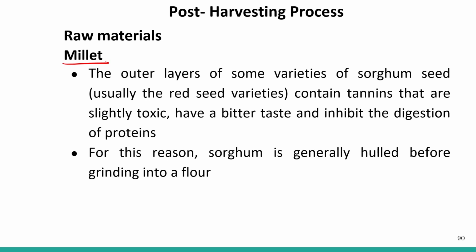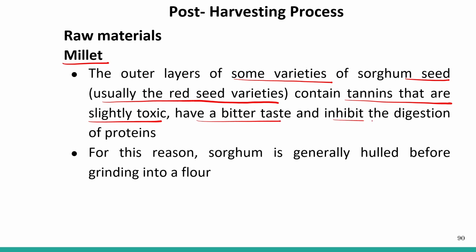Next is millet. The outer layer of some varieties of the sorghum seed, usually the red seed varieties, contains tannins that are slightly toxic and have a bitter taste too, and inhibit the digestion of protein. So this is very, very important. This processing is very important in the case of sorghum. Okay, again the sorghum seed, usually red seed varieties, contains tannin, and this tannin is slightly toxic, has a bitter taste and inhibits the digestion of protein also.